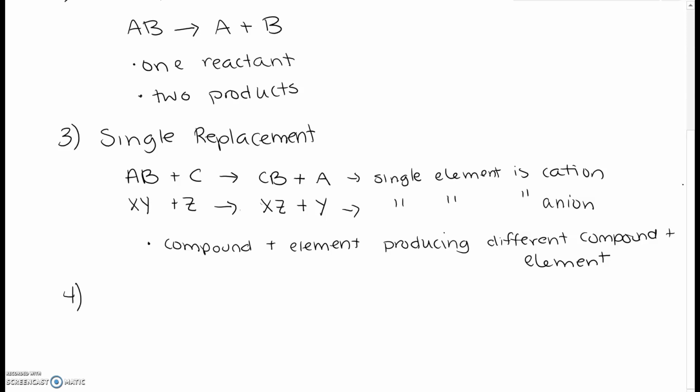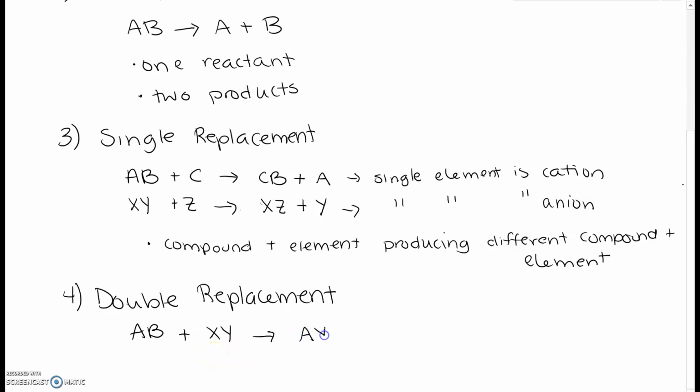The next type of reaction I have is a double replacement reaction. Okay, a double replacement reaction takes the form of AB plus XY. And again, we're going to do the same thing like we did with single replacement and write the cation first. Okay, what's going to happen is they're going to switch partners. A is going to bond with Y and X is going to bond with B.